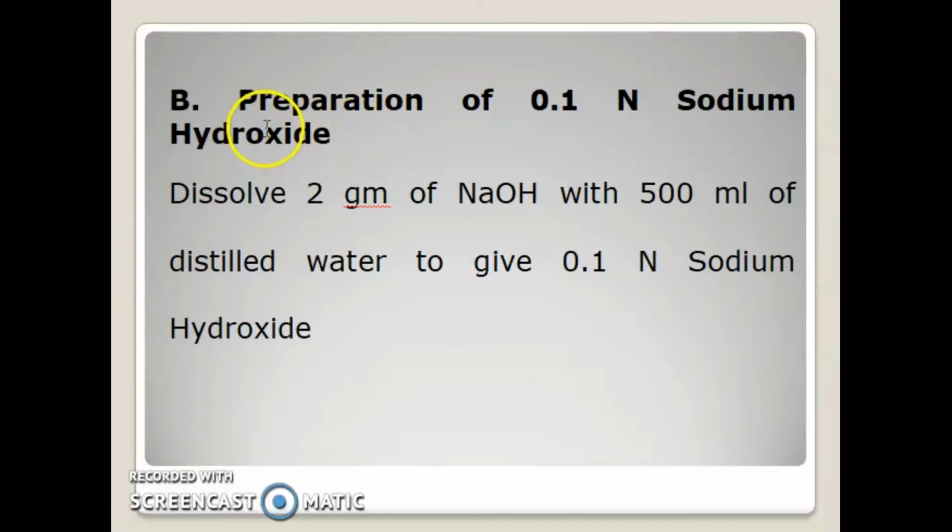Second, preparation of 0.1 normal sodium hydroxide. Dissolve 2 gram of sodium hydroxide pellets in 500 ml of distilled water, that will give you 0.1 normal sodium hydroxide solution.